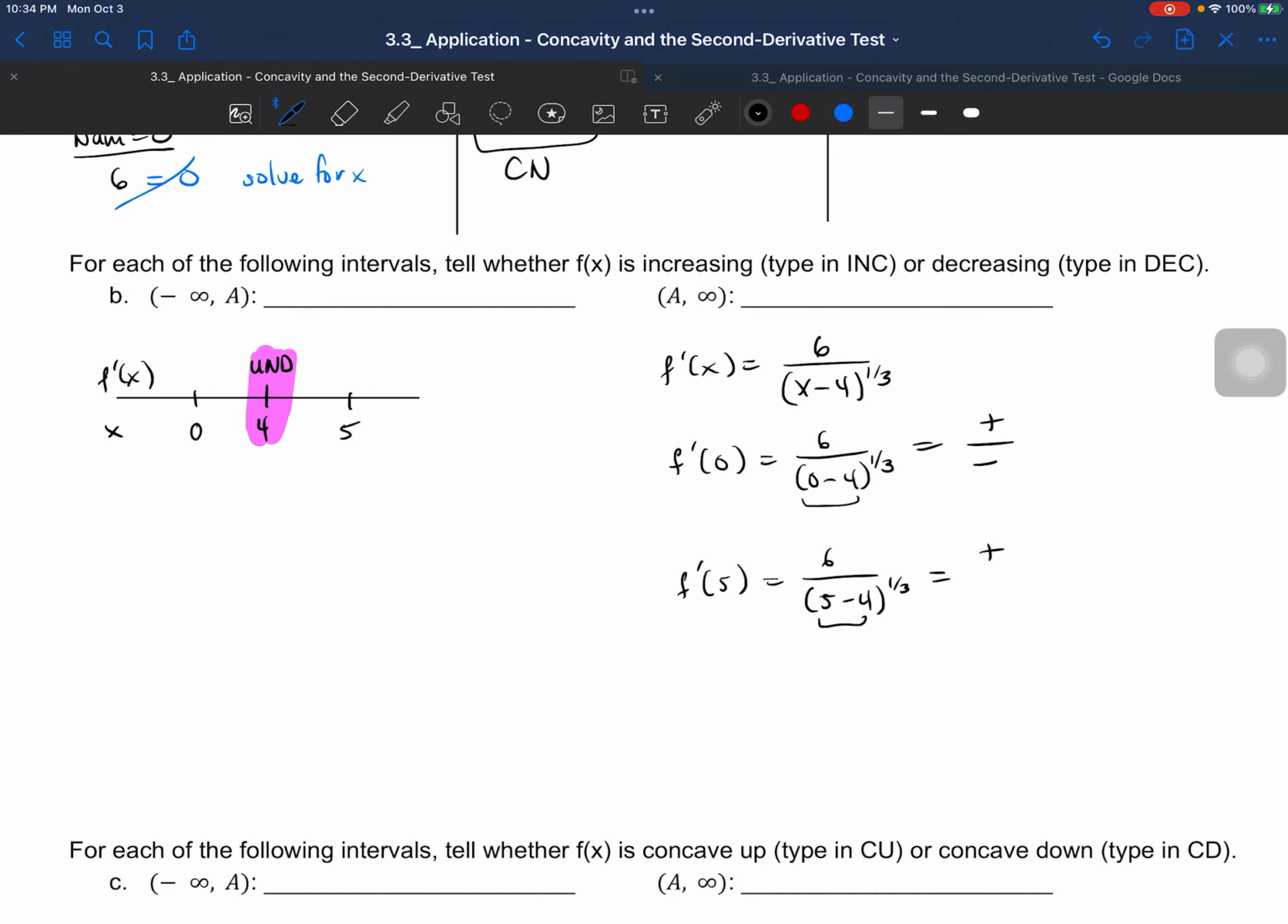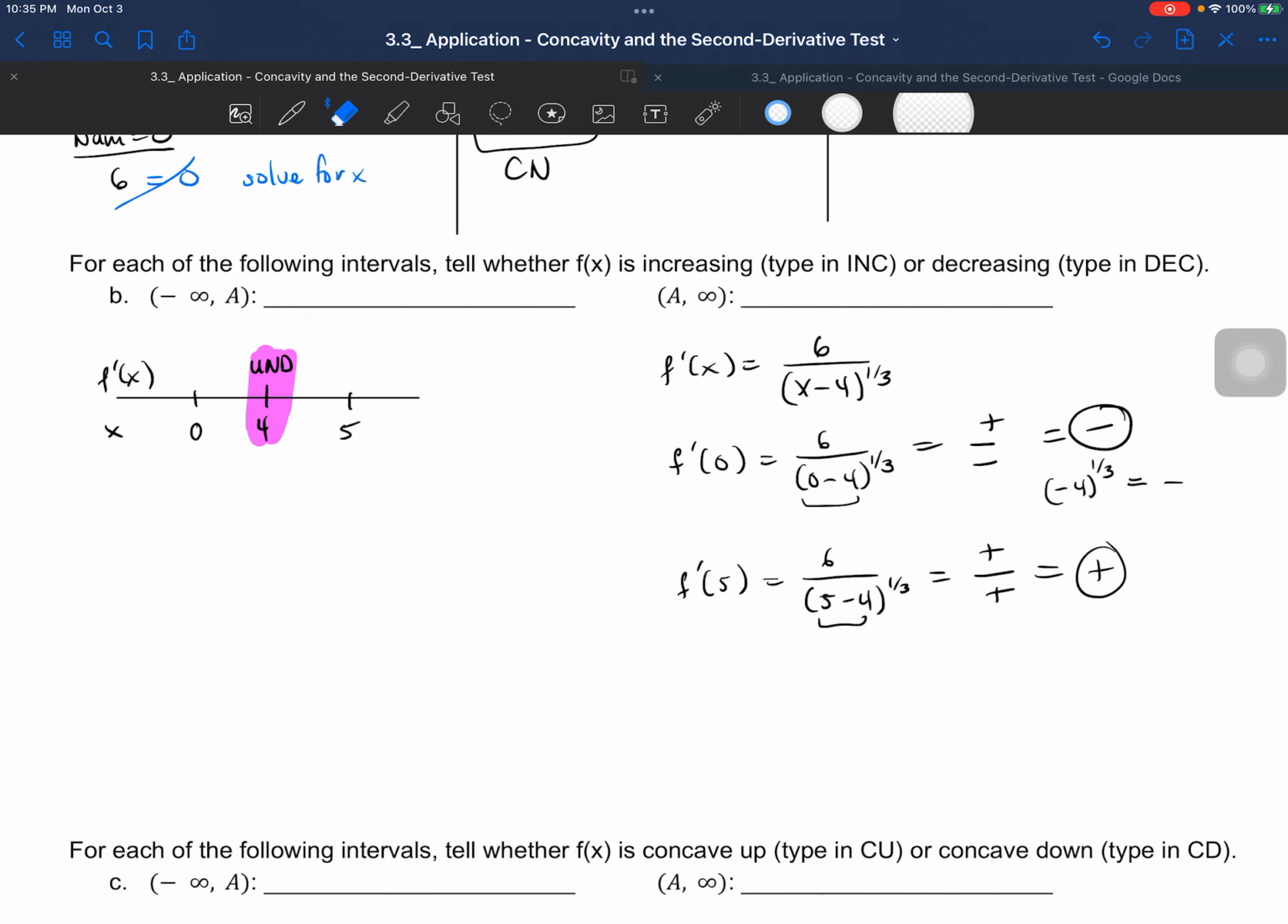The next one is positive. 6 is positive. This is going to be equal what? 1. 1 to the 1/3 is going to be positive. So, and you can try that, right? You can plug in negative 4 to the 1/3 power in your calculator, and that's going to give you a negative number. All right, so we have positive over negative implies negative. Positive over positive implies positive.